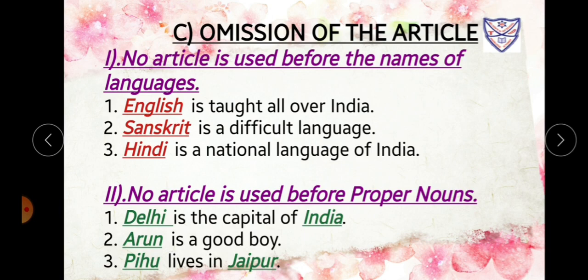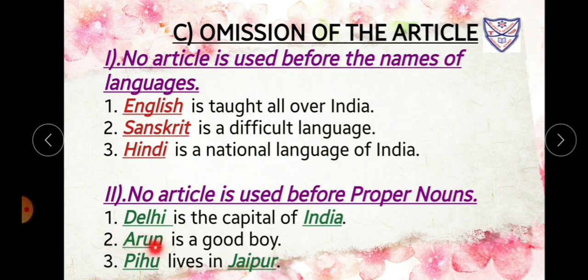Now second rule, no article is used before proper nouns. Now what are the proper nouns? Nouns which are given to a particular person, place, animal, or thing are known as proper nouns. So over here in example number 1, Delhi is the capital of India. So Delhi is a particular name given to a city. So before this we will not use any article. As well as India, it is again a particular name of a country. So we will not use any article before India.